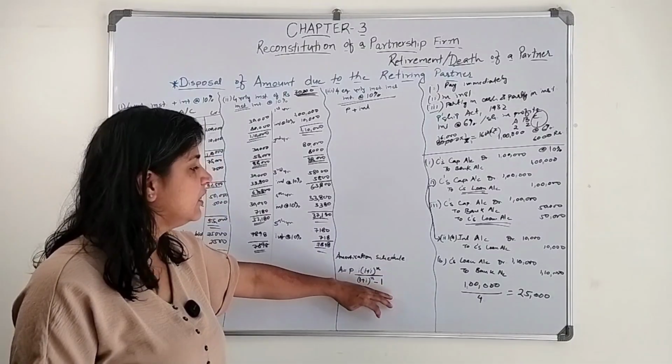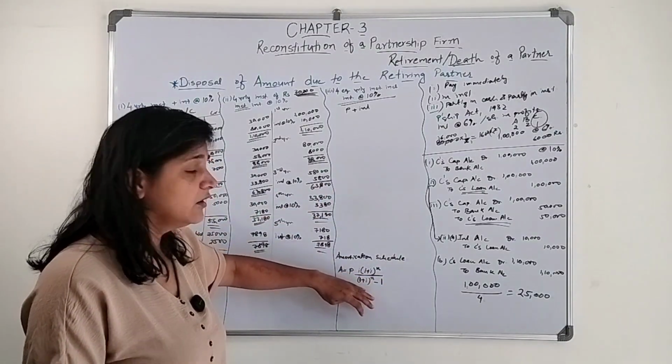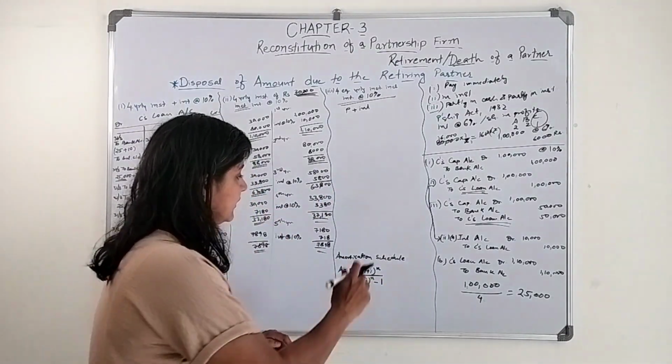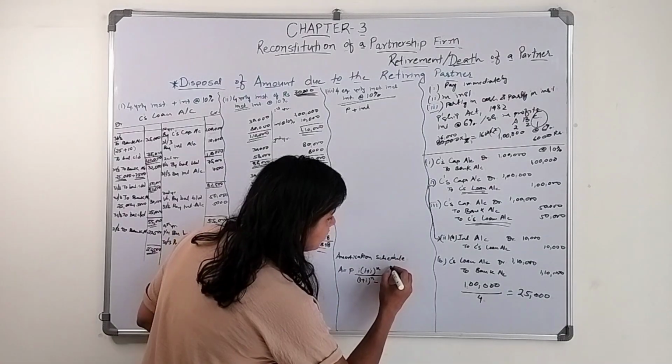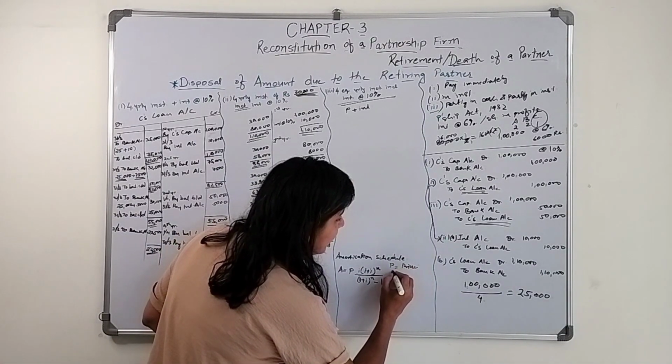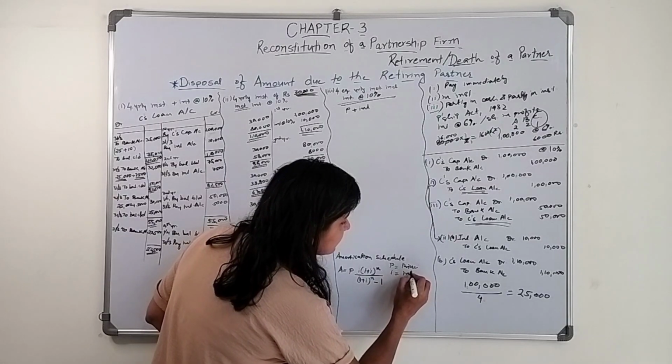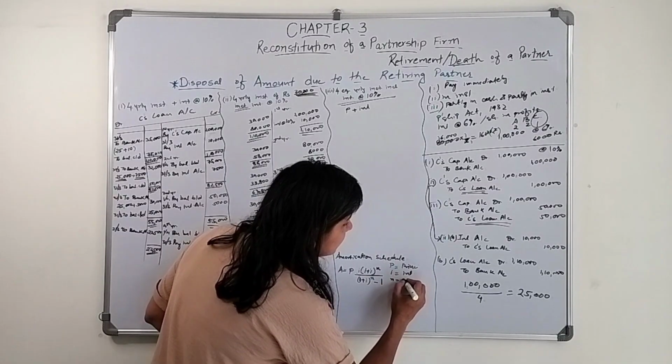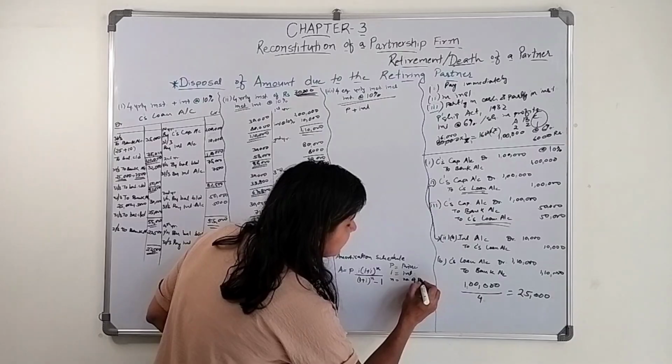So this is the formula to calculate the yearly installment amount. Now what is I here? Let's say P is the principal amount, I is the interest rate, and N is the number of payments.